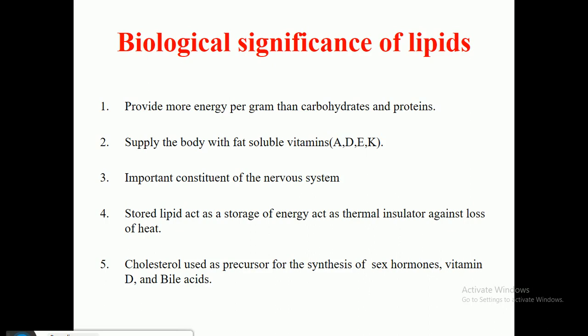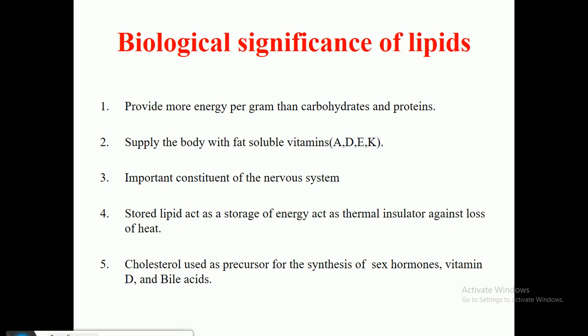Another biological significance of lipids is that they are an important constituent of the nervous system. Your nervous system also consists of lipids. As we have discussed, some drugs are lipophilic in nature, so they easily cross the blood-brain barrier because it is composed of cholesterol or lipids. Some drugs are hydrophilic, so they are water soluble and cannot cross the blood-brain barrier, but can be easily excreted from your body.